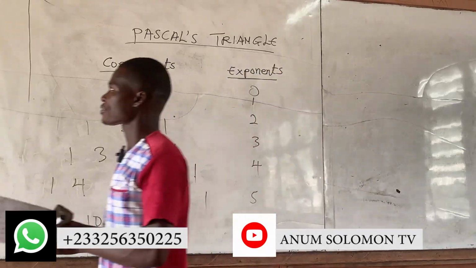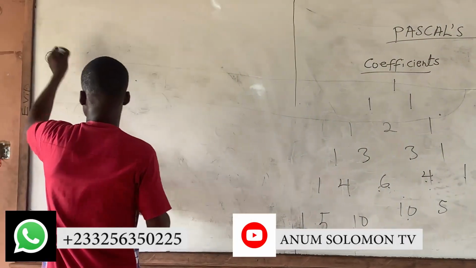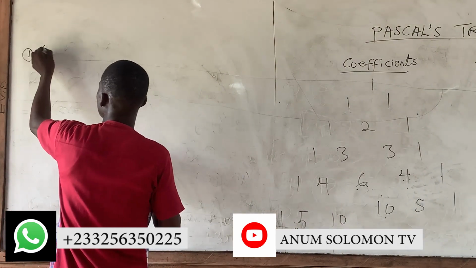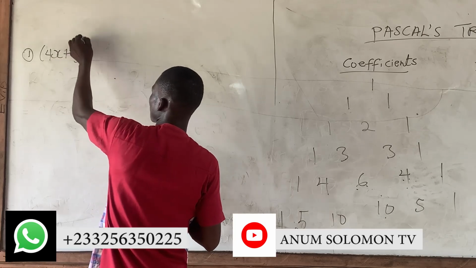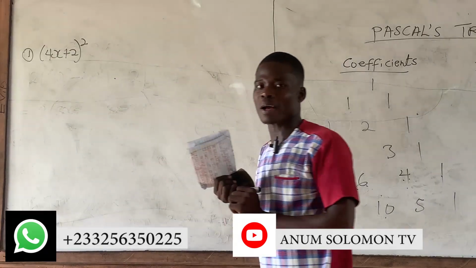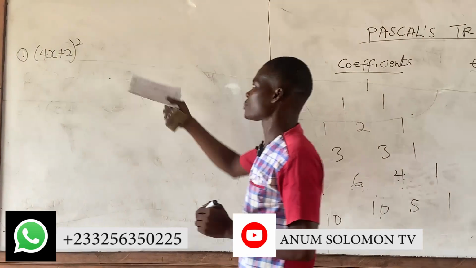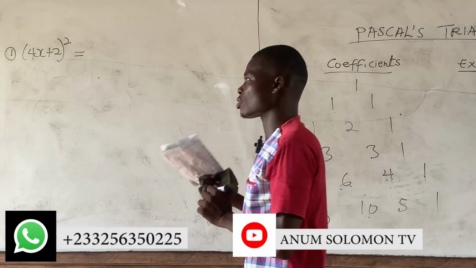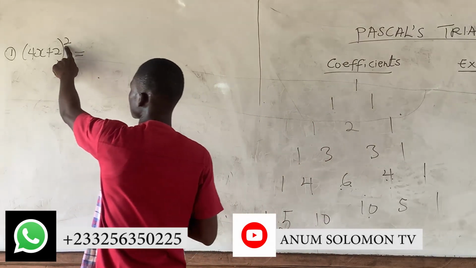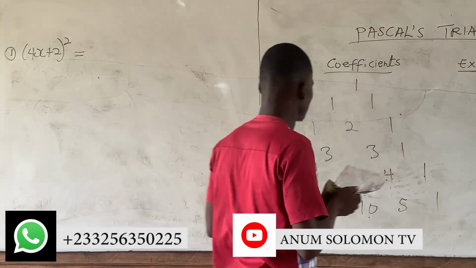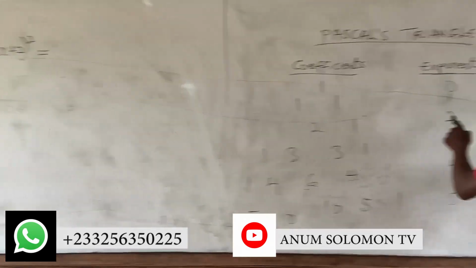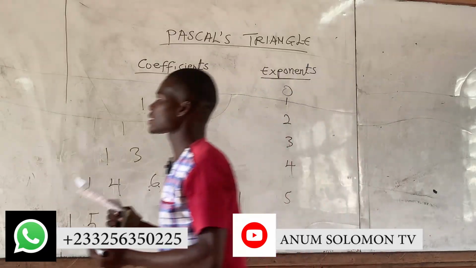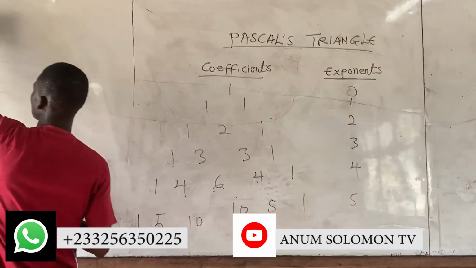So suppose we have (4x plus 2) all to the power 2. We have to use Pascal's triangle to solve this problem. First, we have to check the coefficients of the power. The power in this problem is power 2, so let's go to exponent 2. The coefficients of exponent 2 are 1, 2, 1. So let's write our coefficients 1, 2, 1.